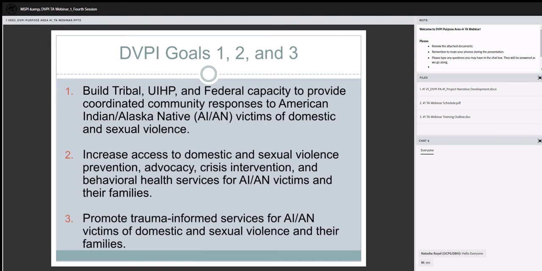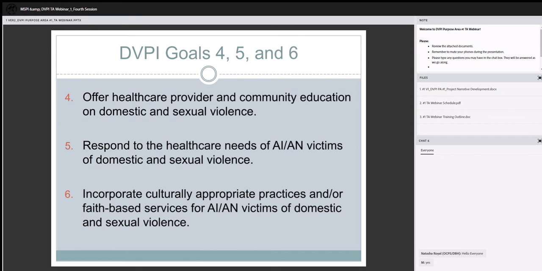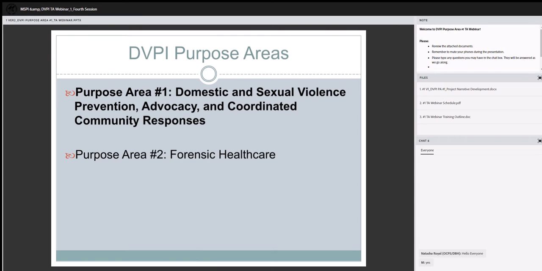3, promote trauma-informed services for Native victims of domestic and sexual violence and their families. 4, offer healthcare provider and community education on domestic and sexual violence. 5, respond to the healthcare needs of Native victims of domestic and sexual violence. And 6, incorporate culturally appropriate practices and/or faith-based services for Native victims of domestic and sexual violence. So those are the goals of DVPI.